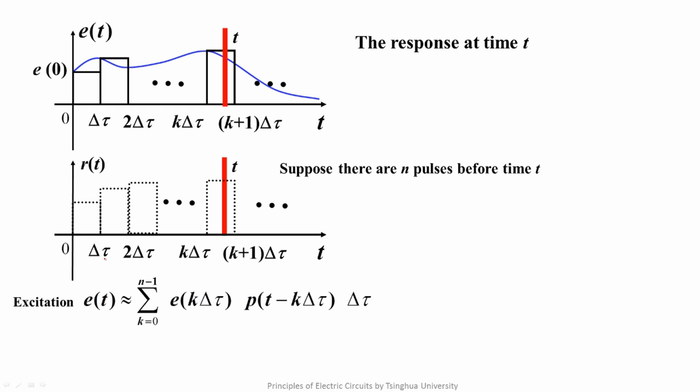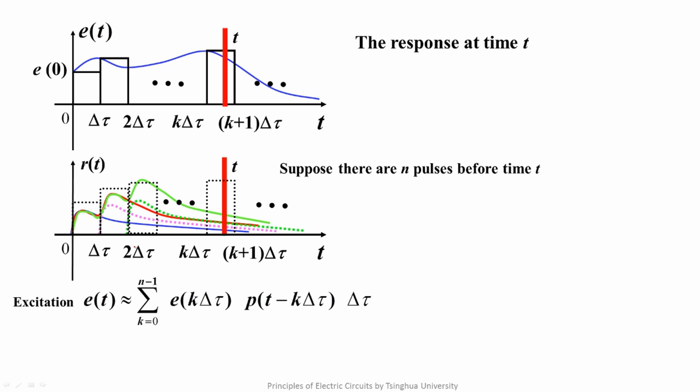We suppose the response of the first pulse is in this form. Obviously, the response of the second pulse has the same waveform as the first. It delays delta tau, and its magnitude changes linearly. Their sum is the response of the first two pulses. The response of the third pulse also delays and changes its magnitude linearly. The sum of the first three responses is the total response of the first three excitations. The rest can be deduced by analogy.